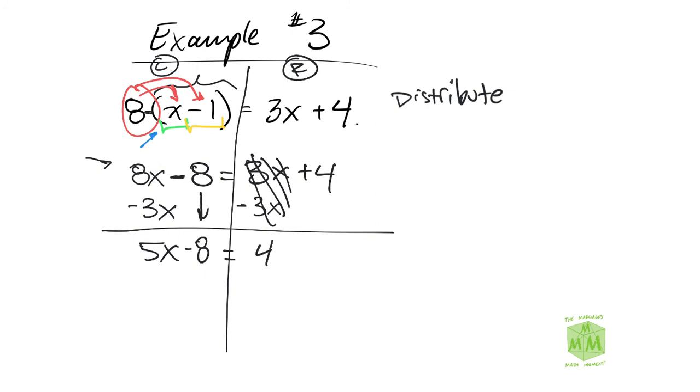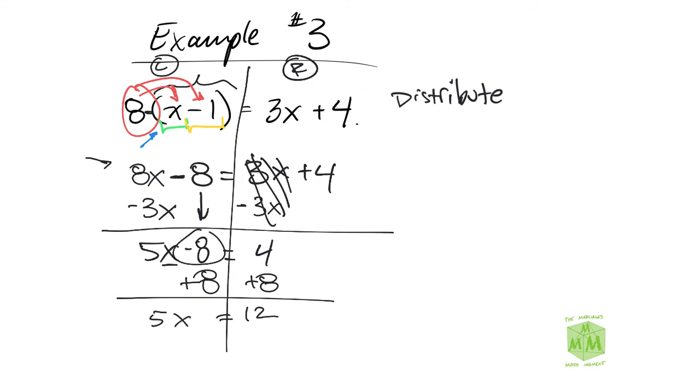So then I need to get x alone. In order to do that, let's move this first. I have to get rid of it from the left side. So in order to eliminate -8, I add 8 to it. It brings me to 0. But I have to do it to both sides to maintain balance. So I'm left with 5x equals 12.